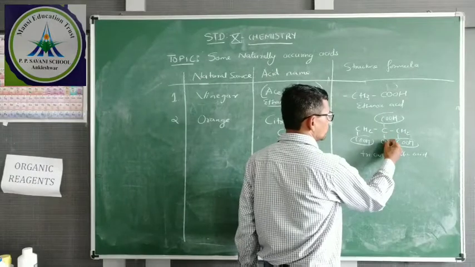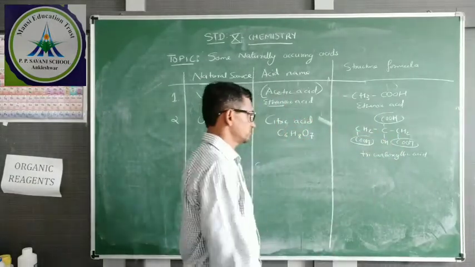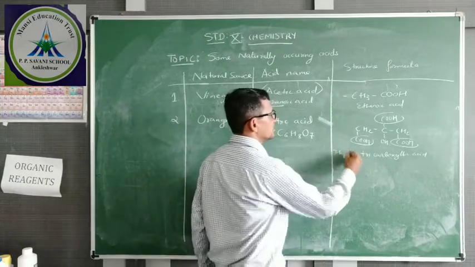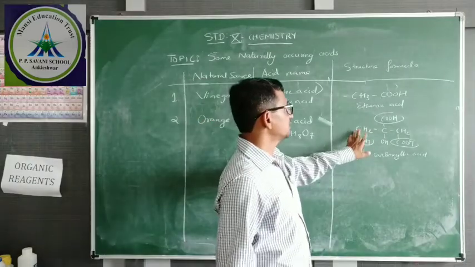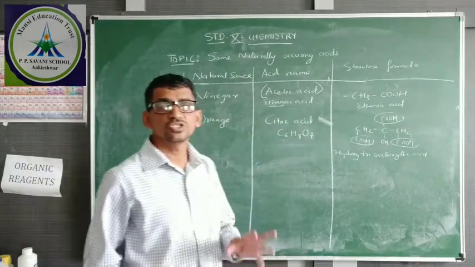But one OH group is also there: 1, 2, 3, 3-hydroxy. 3-hydroxy carboxylic acid. So this is the structure of citric acid. Here you can see more COOH groups, so it is more citrus.